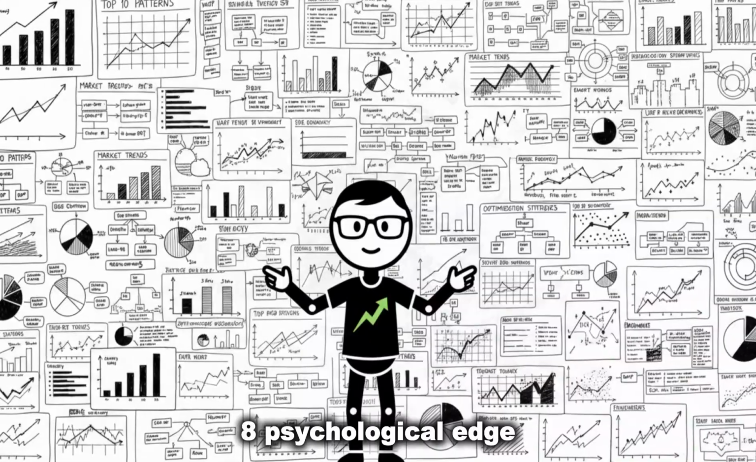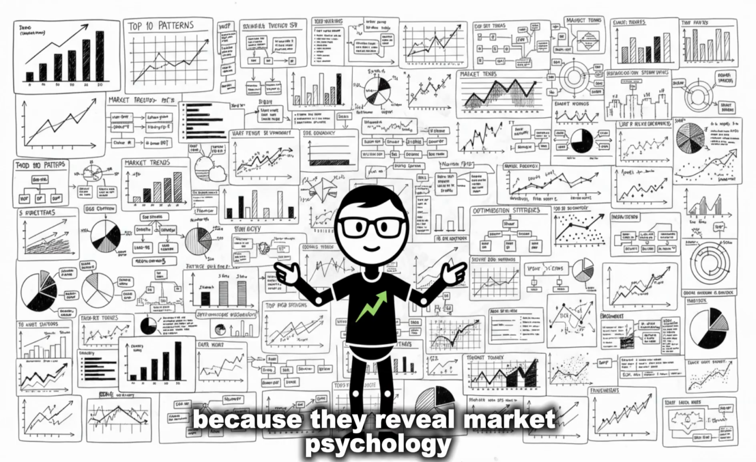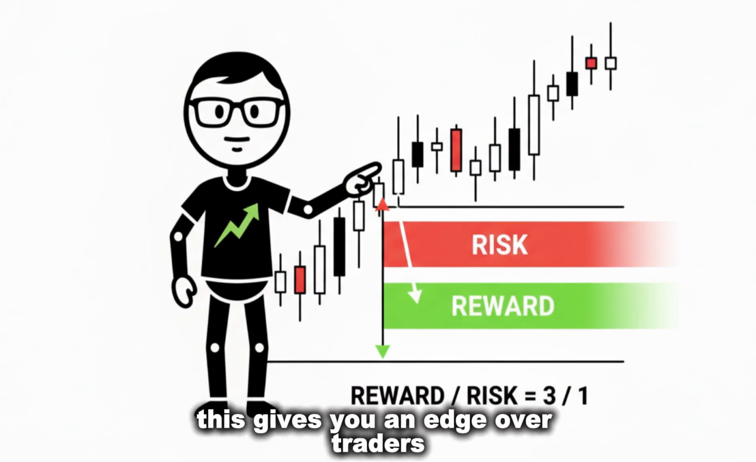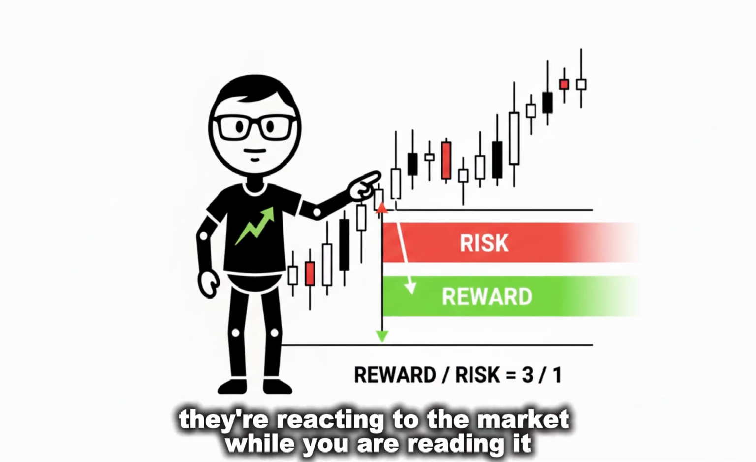9. Psychological edge. Candlestick patterns are effective because they reveal market psychology. As you practice, you'll start seeing fear, greed, hesitation, and confidence in real time. This gives you an edge over traders who only look at indicators or price numbers. They're reacting to the market while you are reading it.